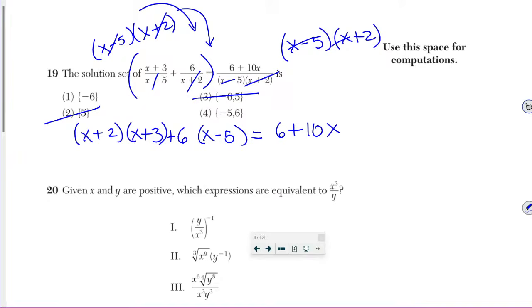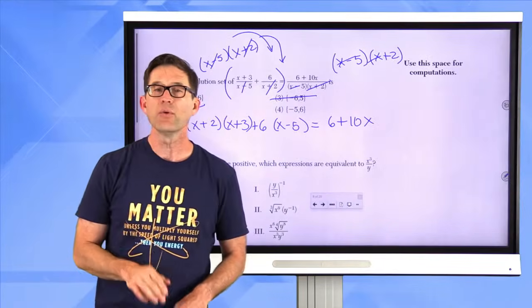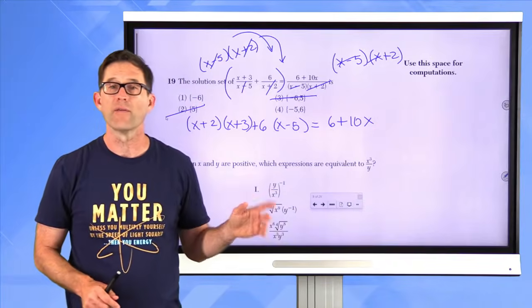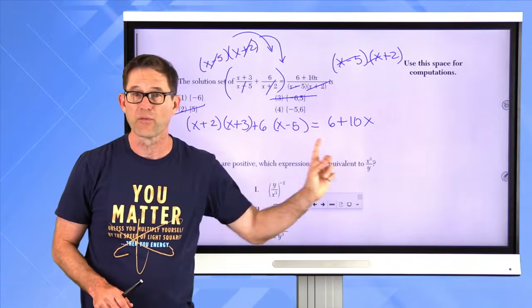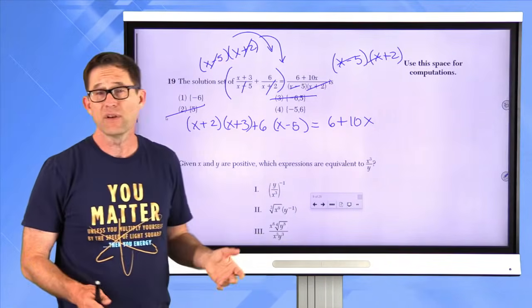All right, this is what's known as clearing the denominators out. Some of you might have just gotten a common denominator for all of them and then set the numerators equal. That would have resulted in this as well. Now what I have to do is just clean it up.